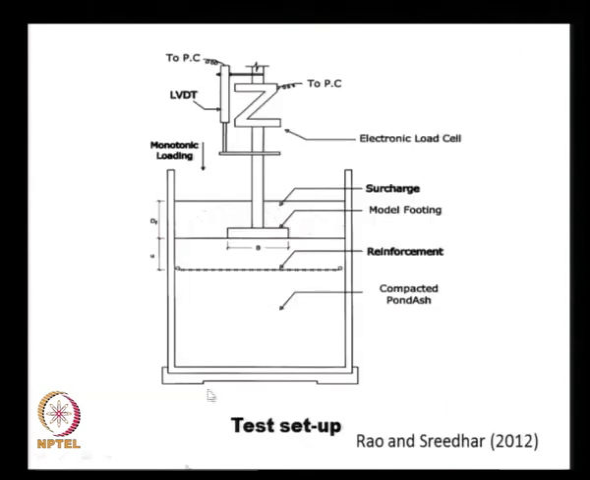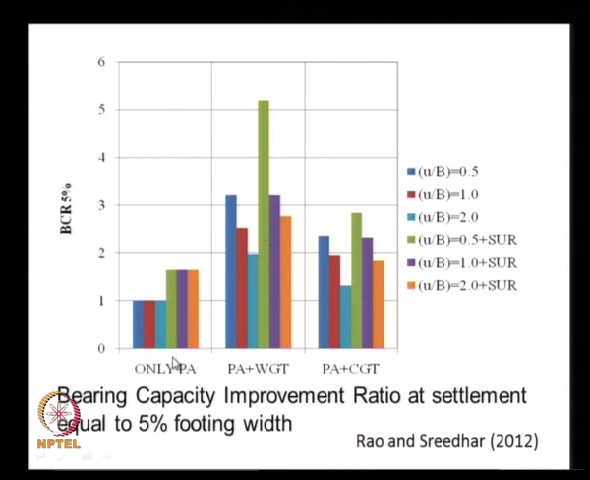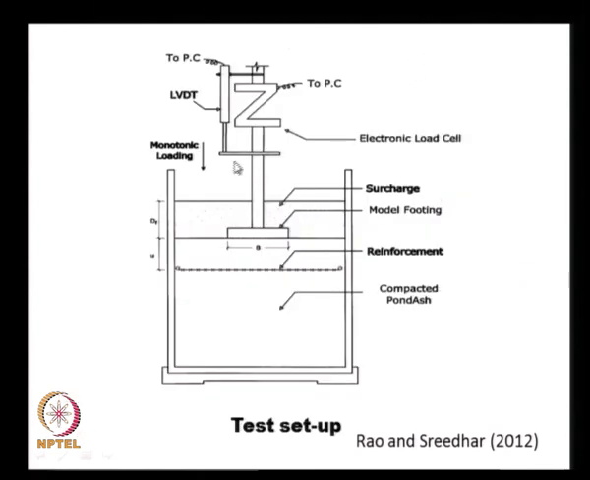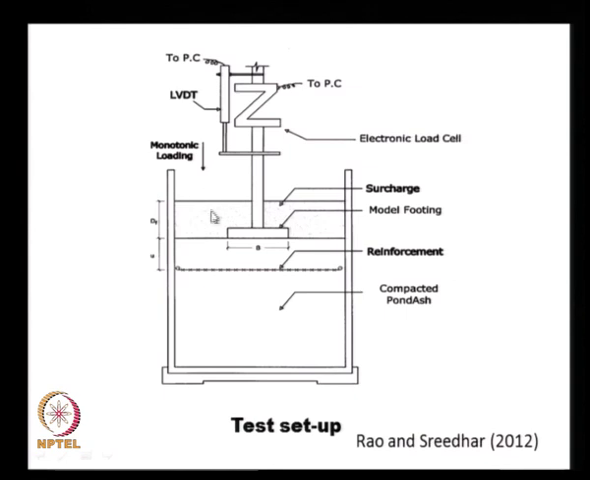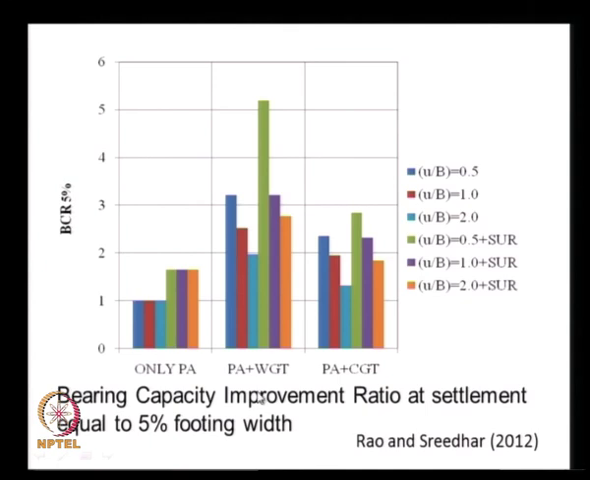And they have done a lot of laboratory tests by using compacted pond ash as the subgrade soil, and by placing the reinforcement at different depths they have done this test, and their observations are here. The bearing capacity ratio, that is the bearing capacity of the reinforced soil in the numerator and the bearing capacity of the unreinforced soil in the denominator, just as we have defined in the earlier lectures, is plotted with different u by b, that is, at different depths the reinforcement is placed, and then the surcharge effect, because they have placed the footing at different depths to get different surcharge effects. The bearing capacity improvement ratio is maximum with polymeric type reinforcements.